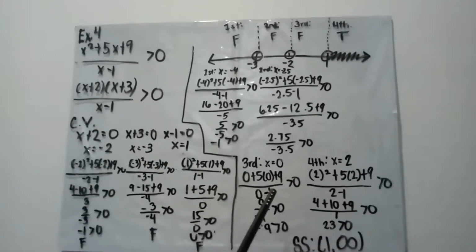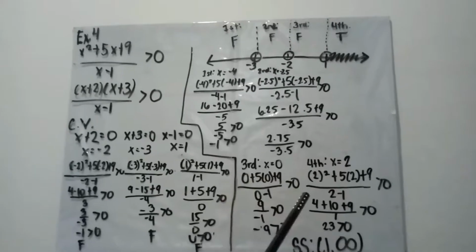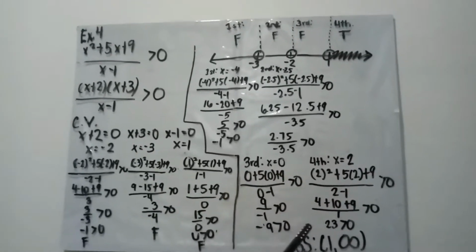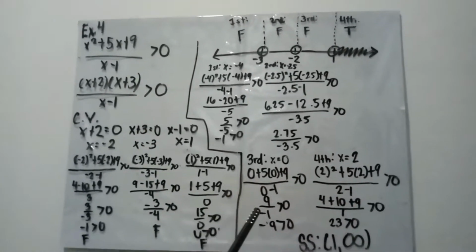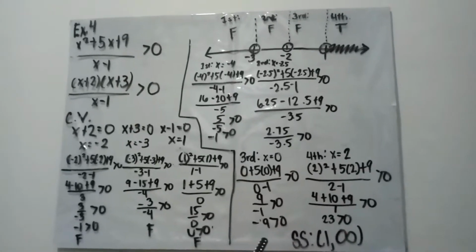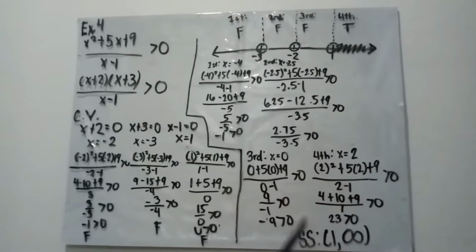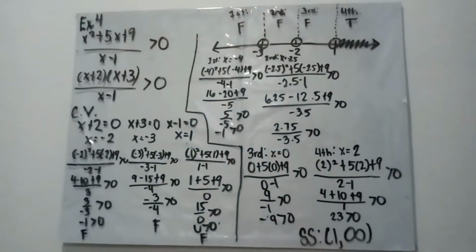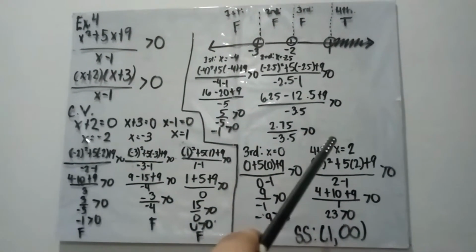Next, is the third interval, x is equals to 0. 0 plus 5 times 0 is 0, plus 9 is 9. 0 minus 1 is -1. So, 9 divided by -1 is -9. -9 is greater than 0. False.